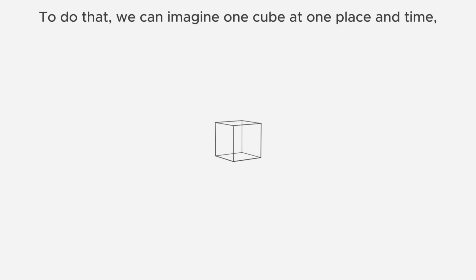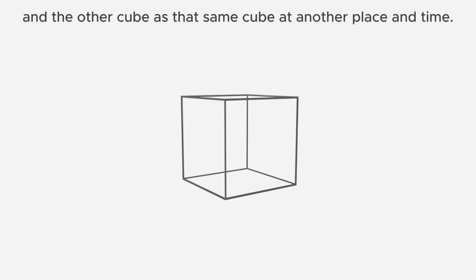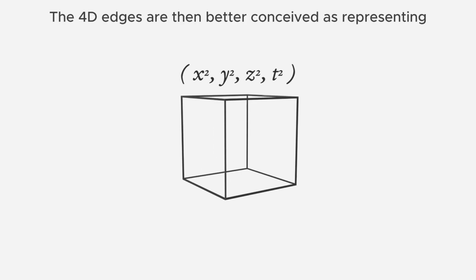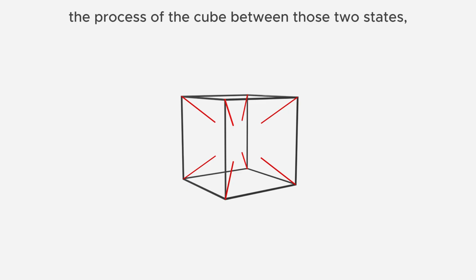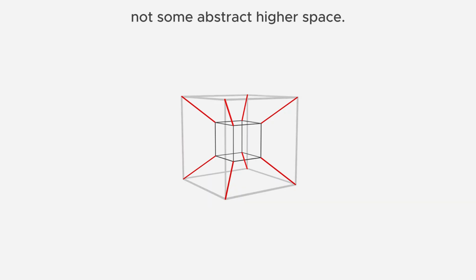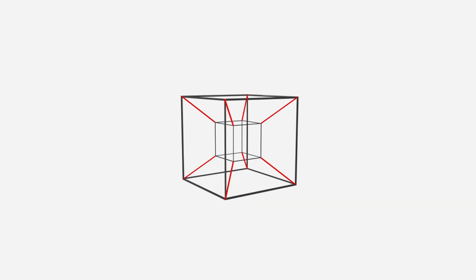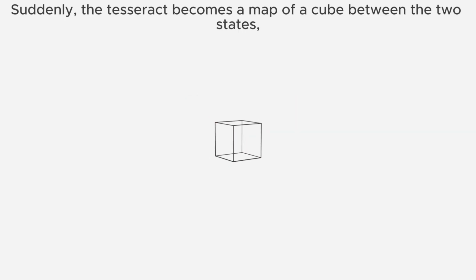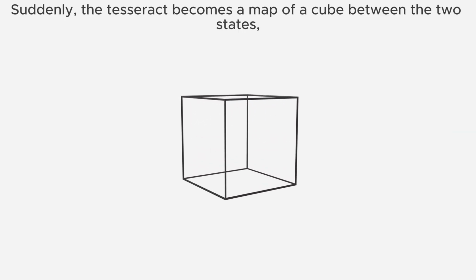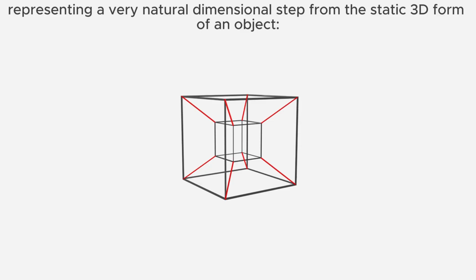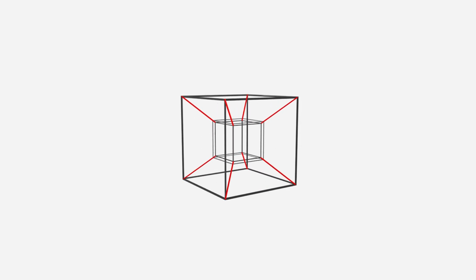To do that, we can imagine one cube at one place in time and the other cube as that same cube at another place in time. The 4D edges are then better conceived as representing the process of the cube between those two states, not some abstract higher space. Suddenly, the tesseract becomes a map of a cube between the two states, representing a very natural dimensional step from the static 3D form of an object, its motion.